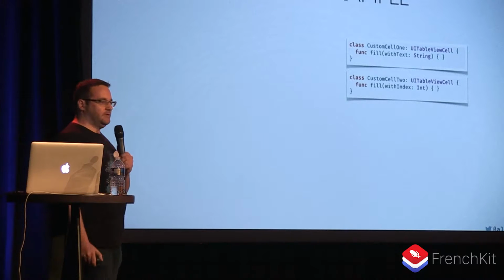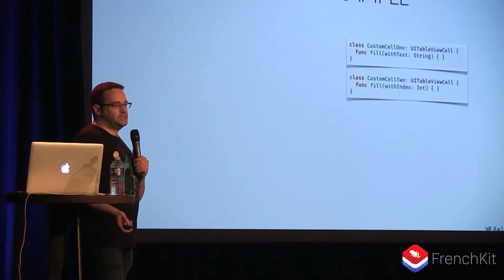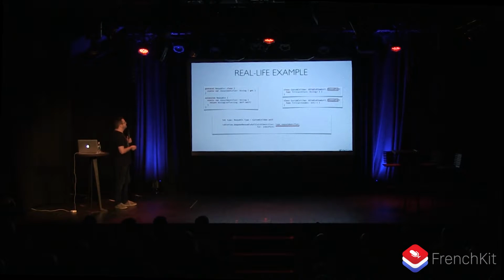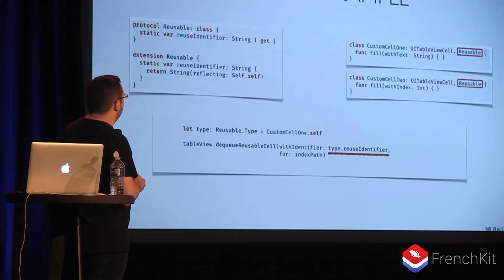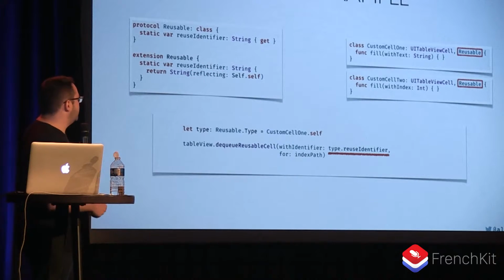But I don't know if you're like me, but for like 90% of the time, every custom cell I use happens to have a reuse identifier that has the same name as the class. So let's model that with Mixins, of course. We can just create a Mixin there, which is called Reusable. Every class that conforms to that Mixin will provide a reuse identifier. And the perfect default implementation for that is that the reuse identifier, which is a string, will actually use the name of the class for its reuse identifier.